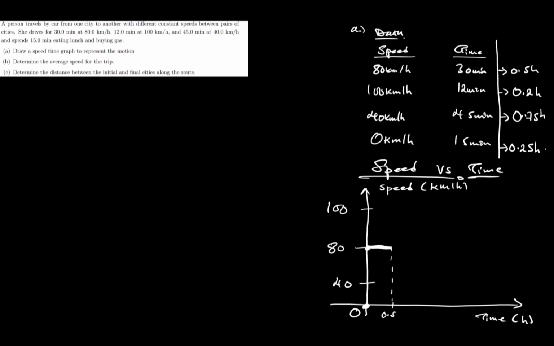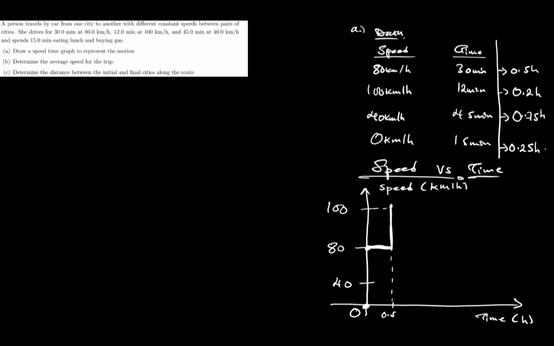Then again, after an increase of 12 minutes, the speed was at 100. So now, from 80, the speed changes to what? 100. Now, at the speed of 100, how long did this person move with the speed of 100? It was about 0.2 hours.